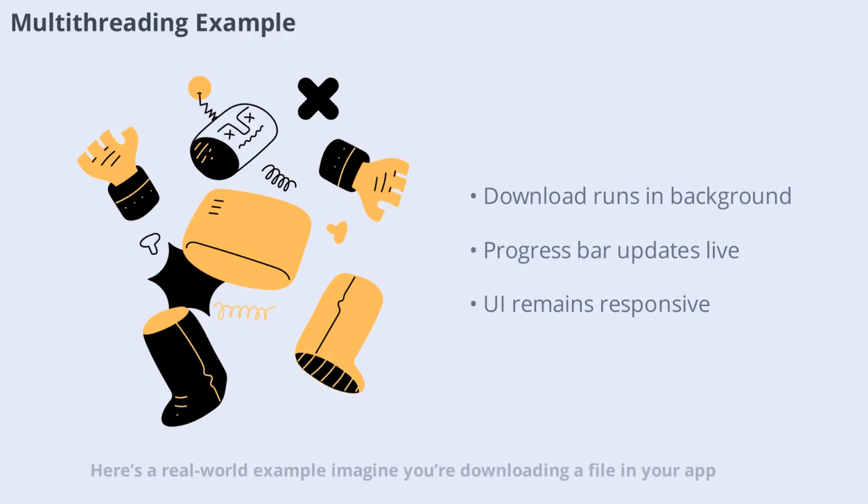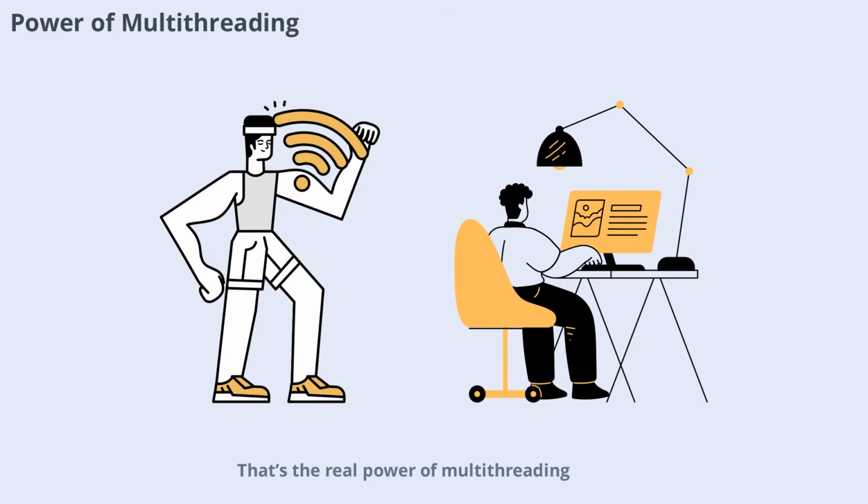Here's a real-world example. Imagine you're downloading a file in your app. One thread handles the download, another updates the progress bar, and a third responds to user clicks. Each thread works independently, so your app stays responsive and users can interact with it while the download continues in the background. That's the real power of multithreading, many threads working together efficiently. Your application can handle complex tasks, keep the user interface smooth, and make the most of your hardware. This is why multithreading is a must-have for modern, high-performance Java applications.